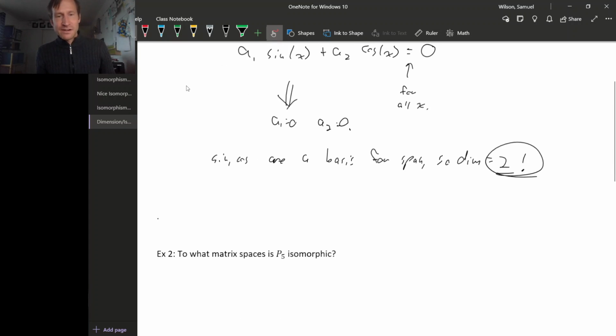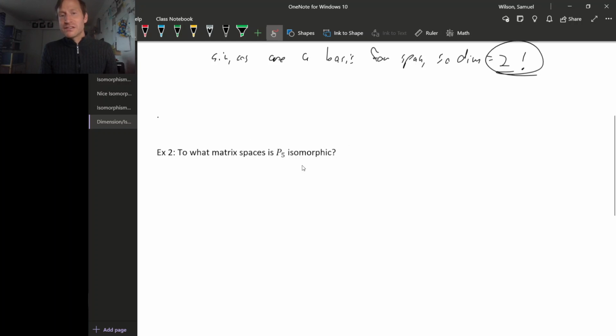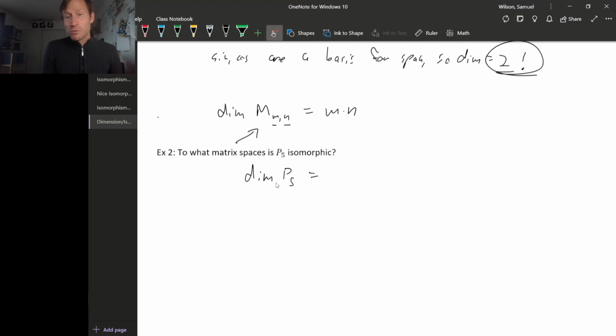All right, let's look at another example. To what matrix spaces is P5 isomorphic? By matrix spaces, I mean spaces M sub MN, for various choices of M and N. Well, we just need to know what everything's dimension is. So what is the dimension of M sub MN? Well, we worked that out before. That's M times N. And what is the dimension of P5? We've worked that out before too.